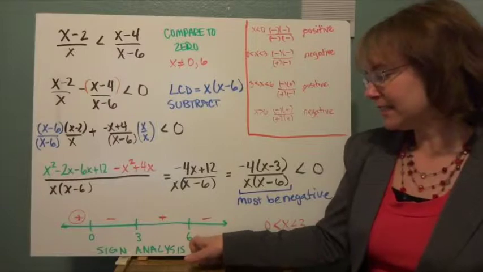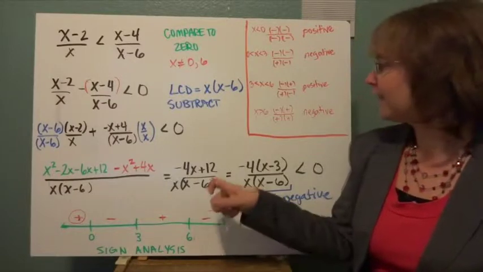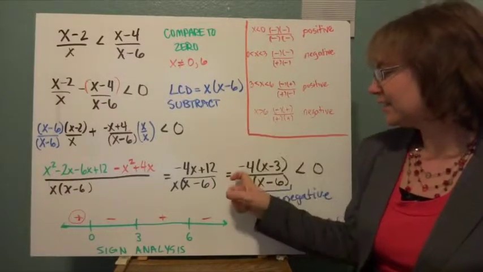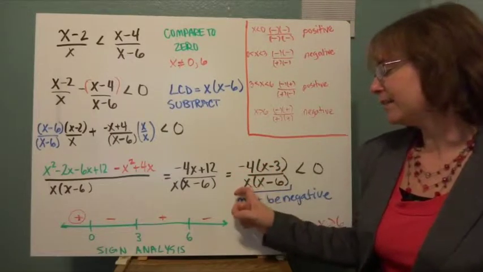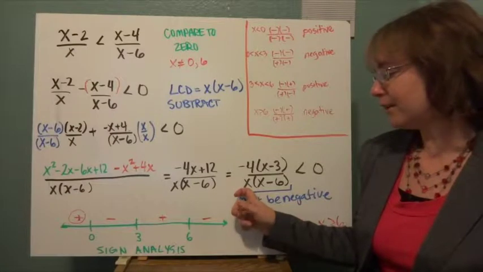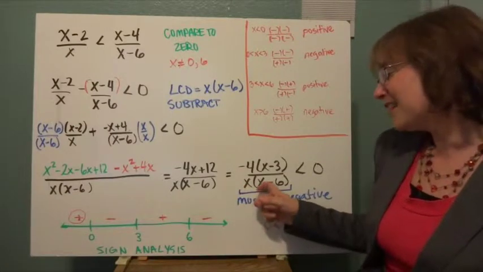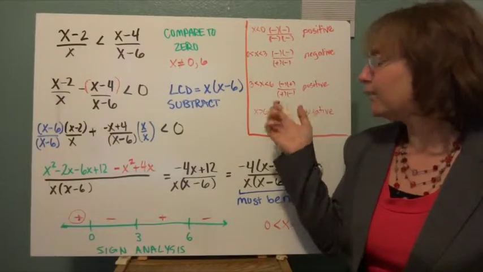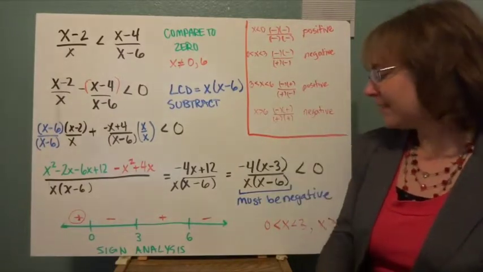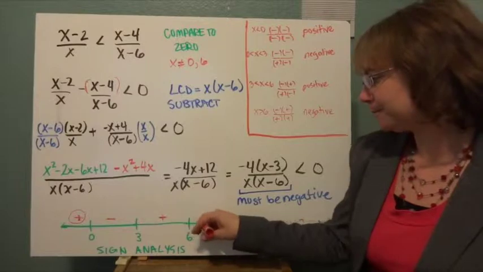So here, 6, let's look at our values there. X is greater than 6. So this one will always be negative. This will be positive, a 7 or a 10. That will be positive, and this one will also be positive. So I have a negative times a positive, which is a negative, over a positive number. That gives me a negative number.